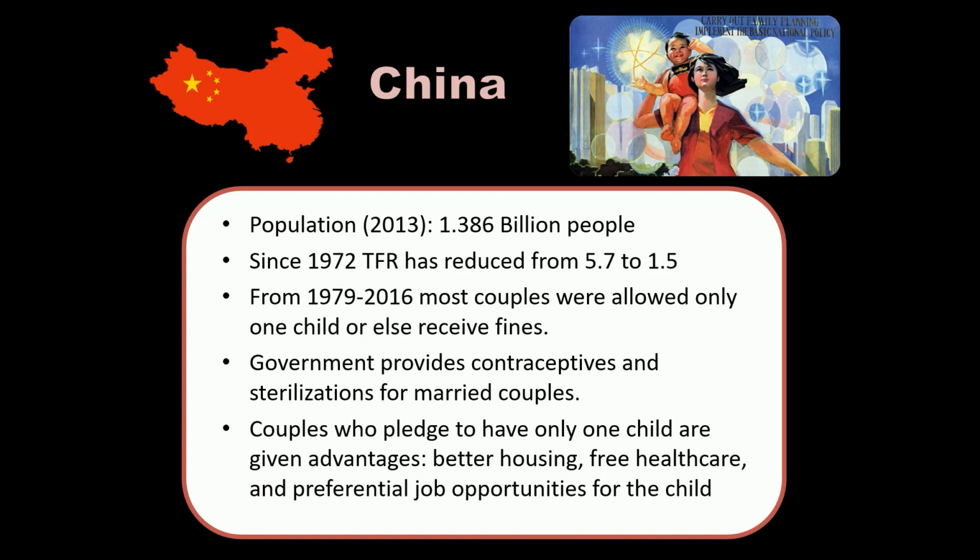The government provides contraceptives, sterilizations, and abortions for married couples. In addition, married couples pledging to have no more than one child receive a number of benefits, including better housing, more food, free healthcare, salary bonuses, preferential job opportunities for their child.